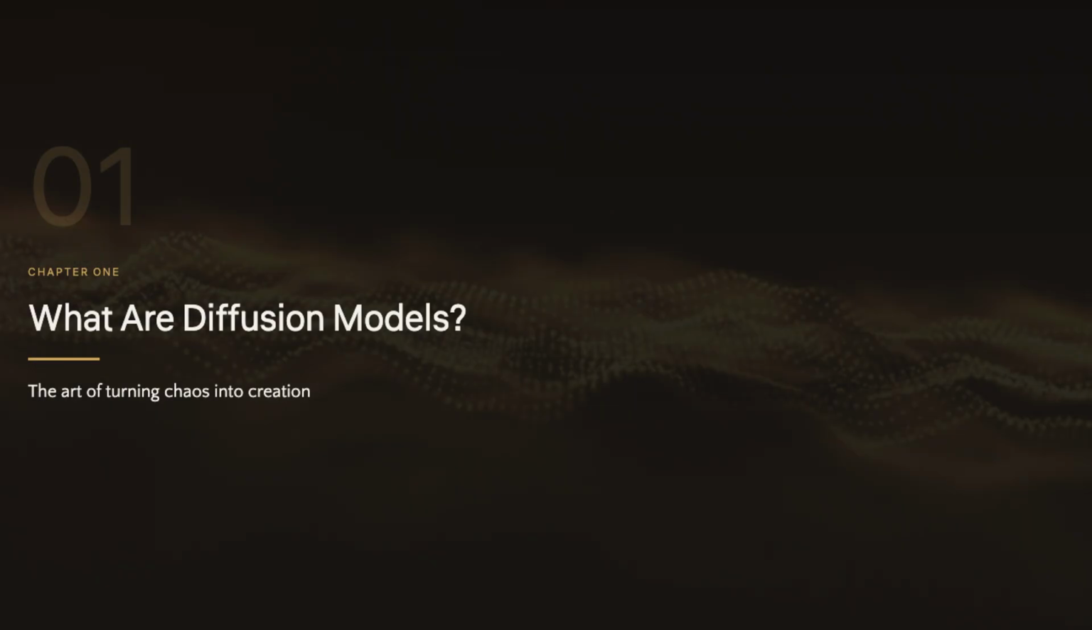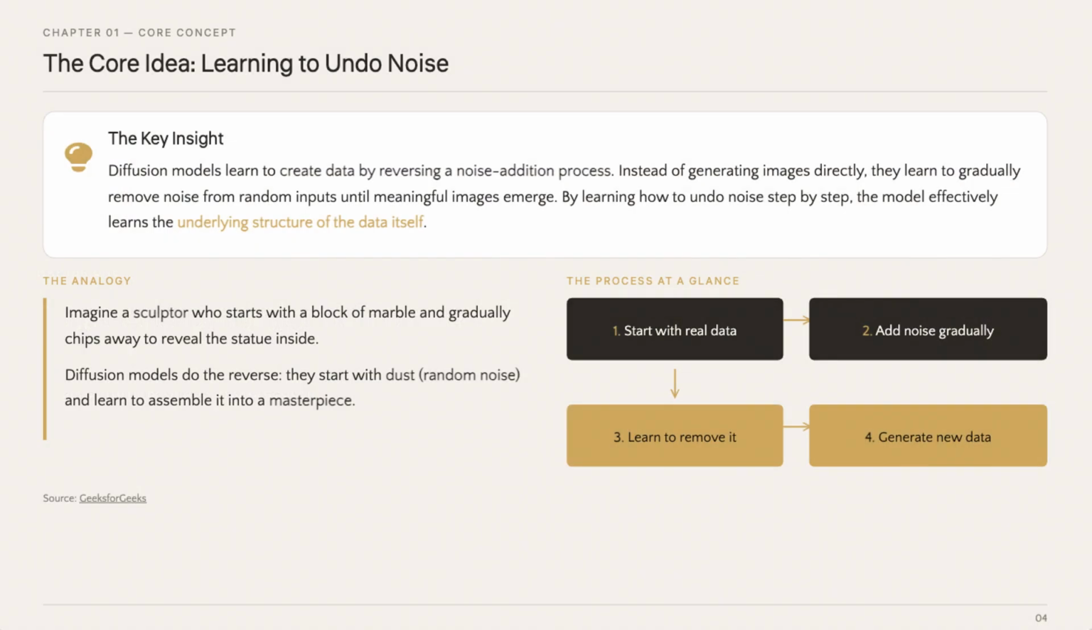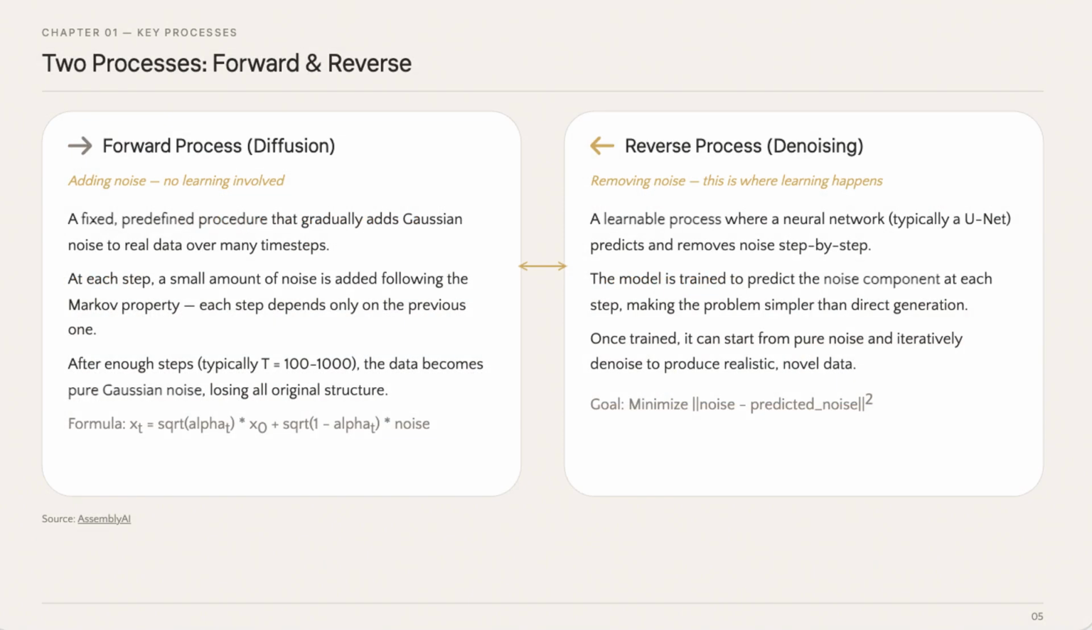What are they? Normally, we think of a sculptor starting with a block of marble and chipping away to reveal a statue. Diffusion models do the exact opposite. Think of it like starting with a pile of dust and learning how to assemble that dust step by step into a masterpiece. Instead of trying to create an image perfectly out of thin air, AI's core trick is learning how to undo noise. By mastering how to clean up an image, it learns what the real world actually looks like. To make this happen, there are two phases: the forward process and the reverse process.